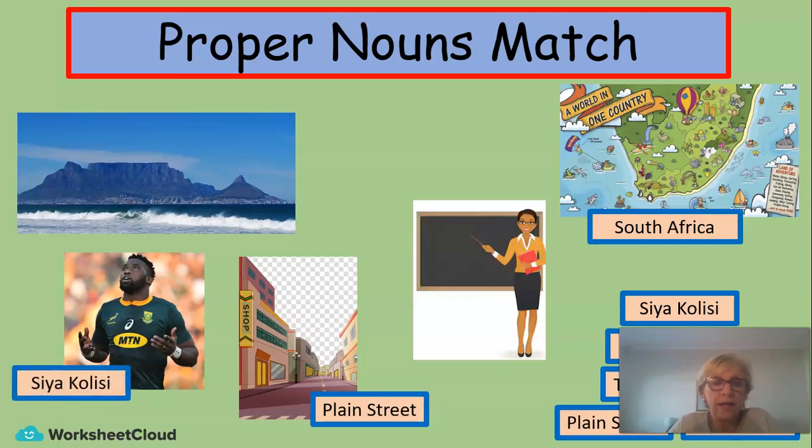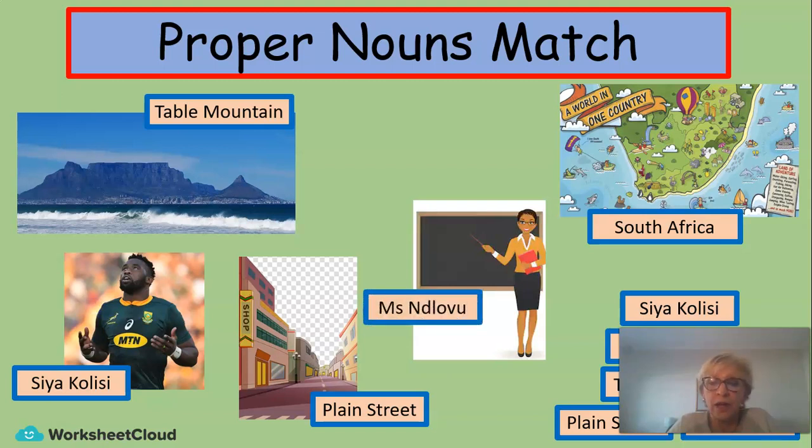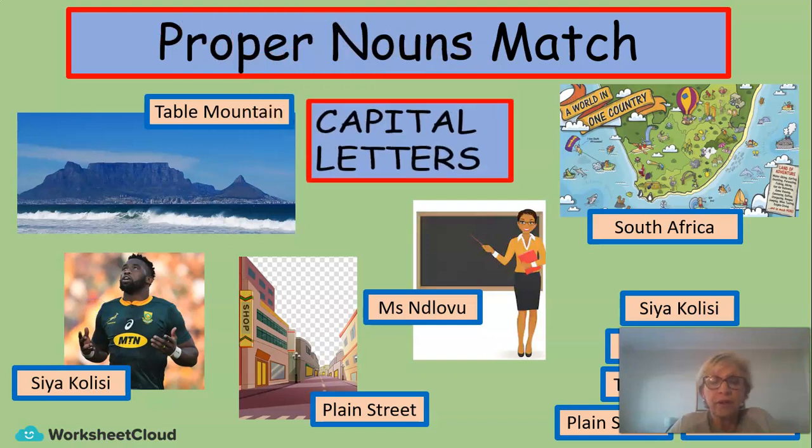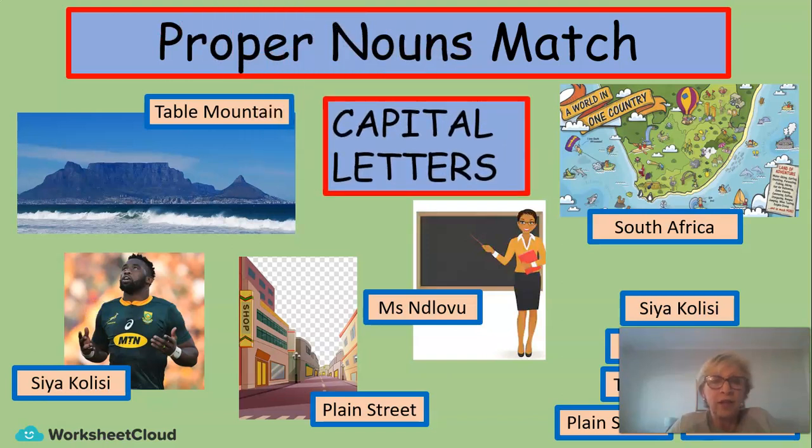Oh my, yes, our special Siya Kolisi. His name definitely deserves capital letters. And our wonderful, beautiful Table Mountain. That's a capital letter for sure. And how about our special Miss Ndlovu? Who's your teacher? She needs a capital letter too. So just a very big thing to remember about proper nouns is they always begin with a capital letter.